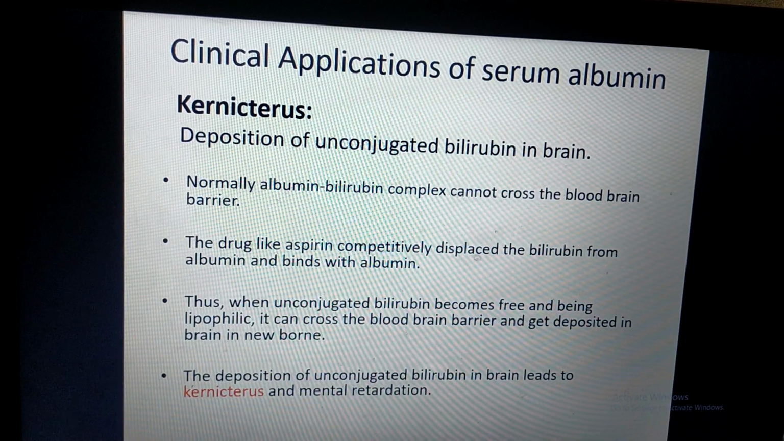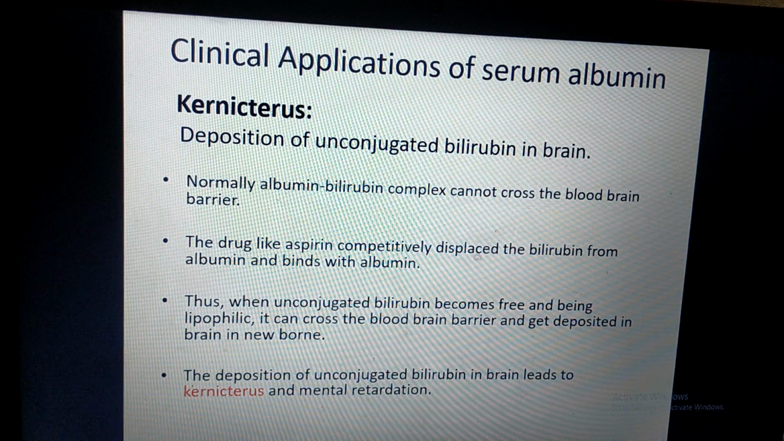Next clinical importance is kernicterus. As I have told you, albumin also transports unconjugated bilirubin in the body. So kernicterus means deposition of unconjugated bilirubin in the brain. Normally the albumin-bilirubin complex cannot cross the blood-brain barrier, but if a patient has increased unconjugated bilirubin and we give some drugs like aspirin or any other drug, there is a competition between this drug and unconjugated bilirubin to bind with albumin.